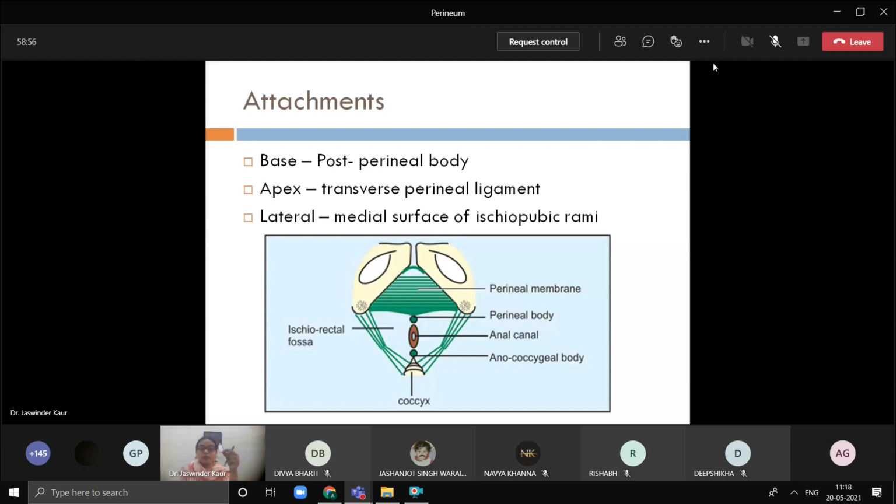So this we have already done. So the base is attached to the perineal body. So base is present posteriorly. So this is the base which is present posteriorly. Apex forms the transverse perineal ligament. Laterally it is attached to the ischiopubic rami, medial surface of the ischiopubic rami. So that is the attachment of the perineal membrane.